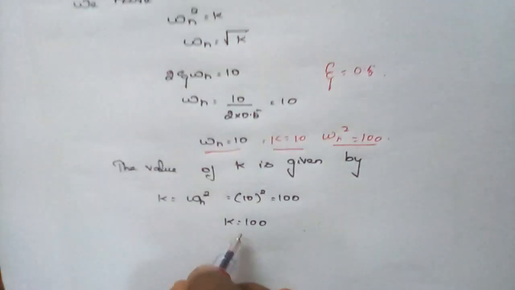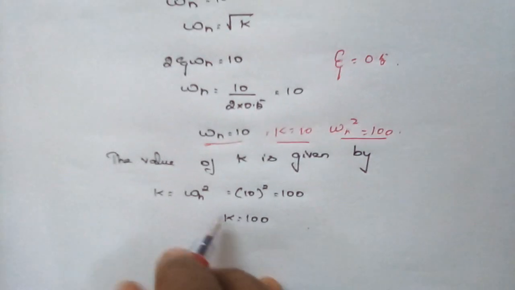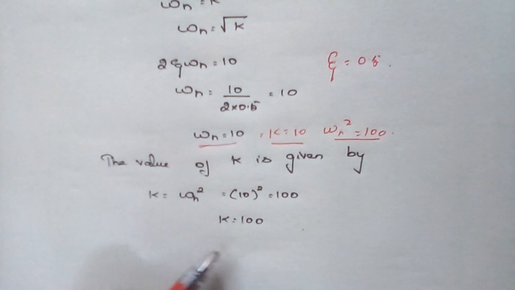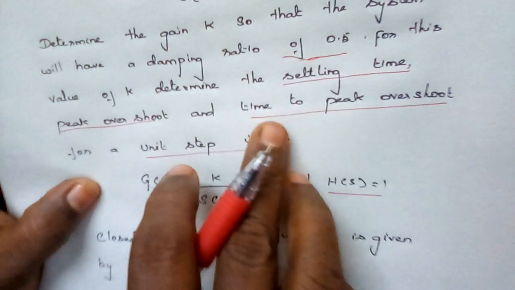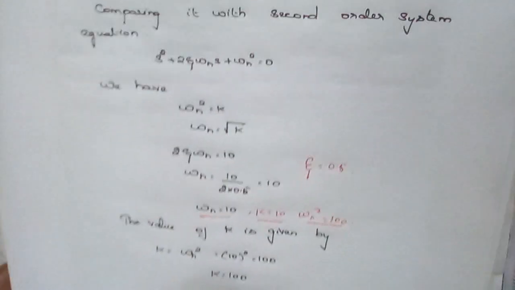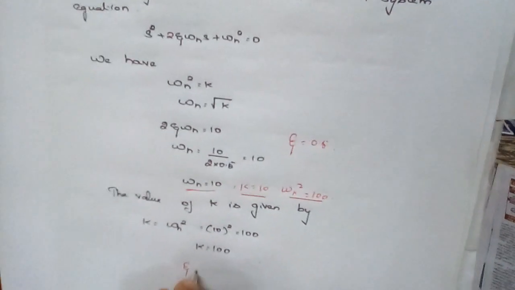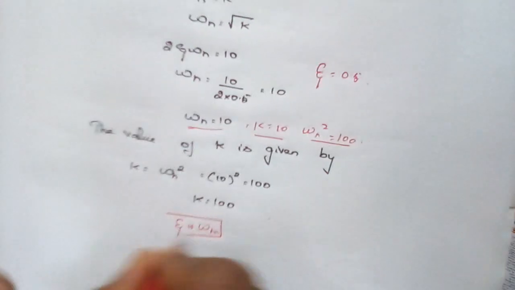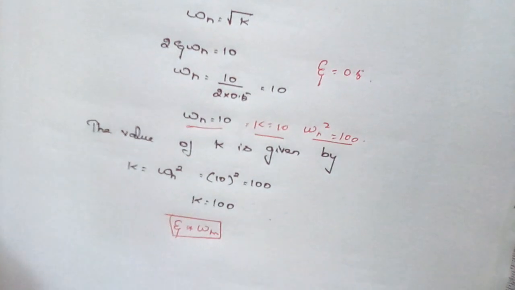Once this is known, k is equal to 100, and we can find the other cases in the sense we can find the settling time, peak overshoot, time to peak overshoot. Since in all the three cases we want the zeta and omega n, with these two we are supposed to find out the other three unknowns.